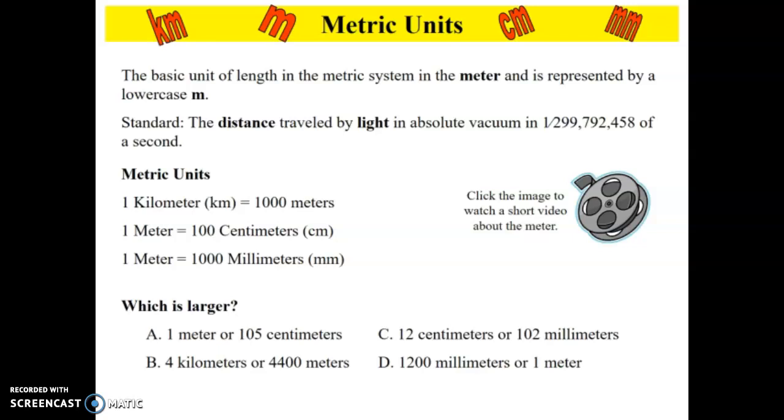But if you look over here, you can see that the metric unit is much simpler than the standard, right? So a kilometer, 1,000 meters. 1 meter, 100 centimeters. 1 meter, 1,000 millimeters. So you're talking a lot more base 10 units.